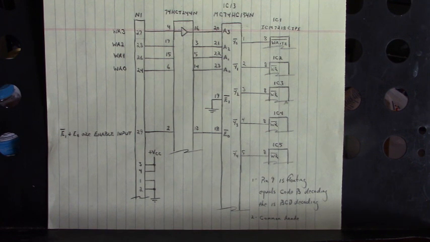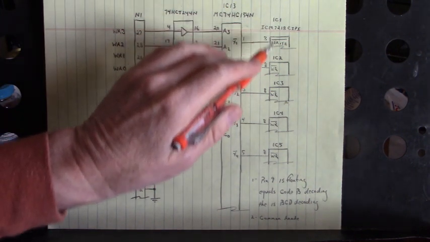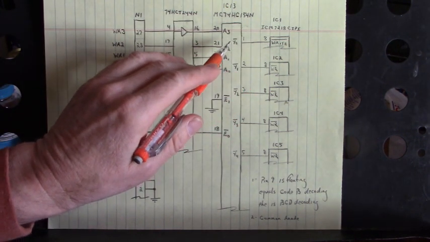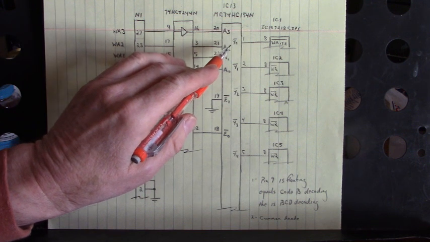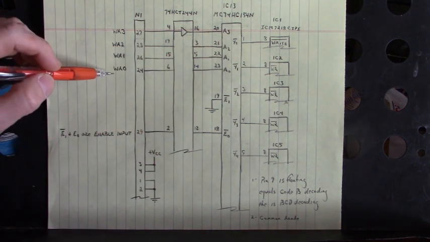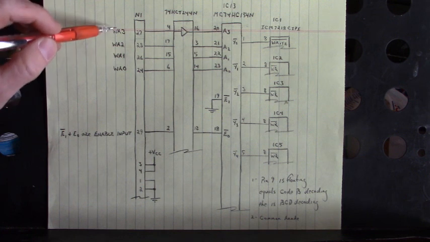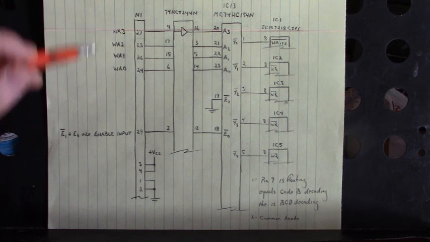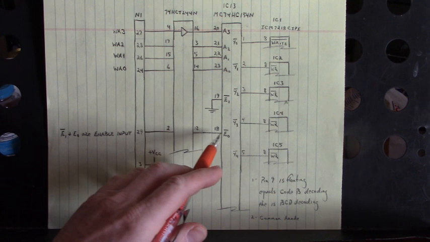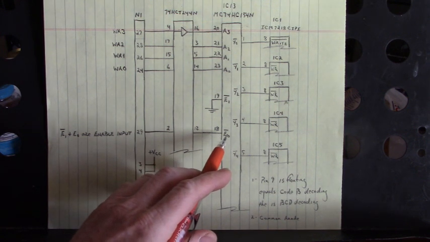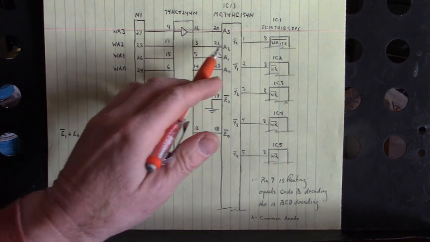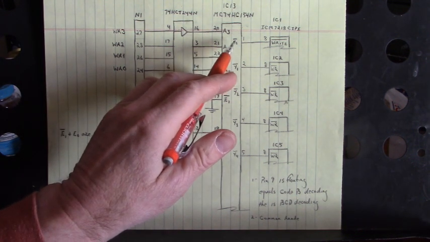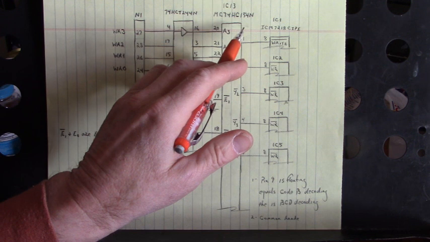So let's say we wanted to write to IC1. Well, it is connected to Y0 bar. So if I set all these inputs to 0 and I pull input enable 0 low, then this output right here will go from high to low.